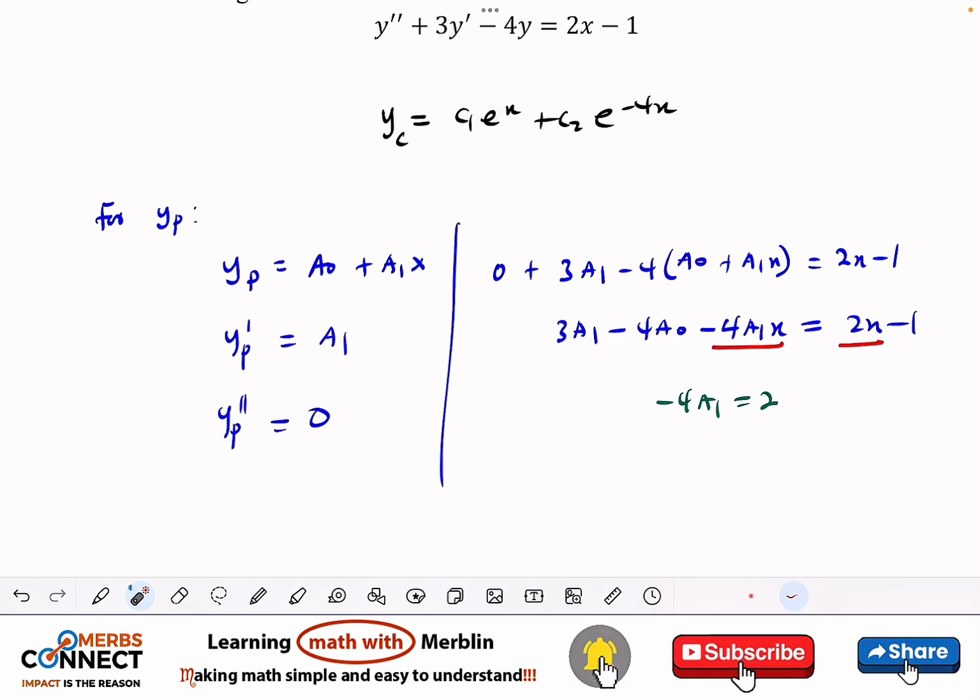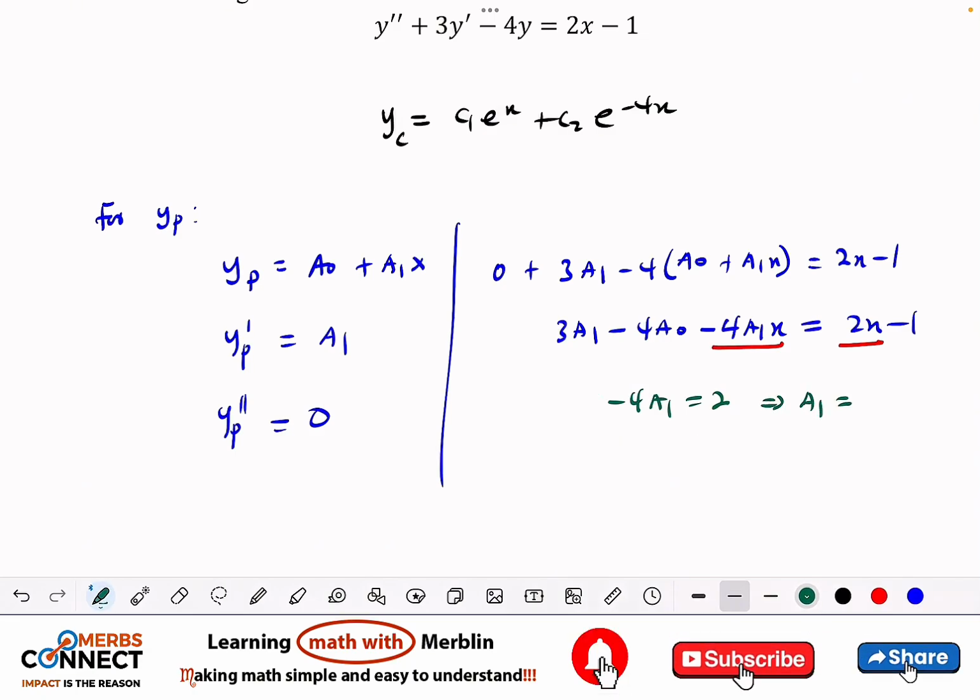So what I'm doing here is comparing the coefficient of x on the right, which is 2, and the coefficient of x on the left, which is minus 4a1. And this will help me find that a1 is equal to minus 1 over 2. Is that right? Divide 2 by minus 4 and you get that.